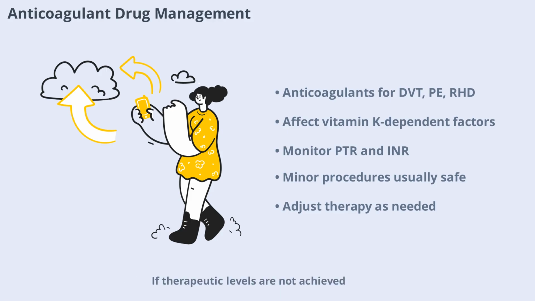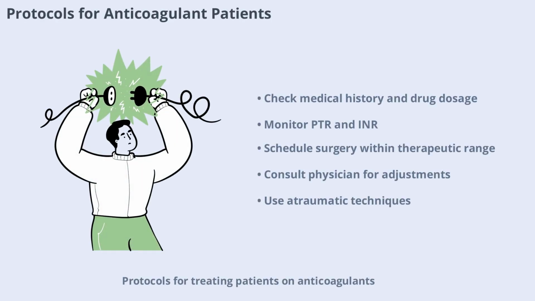If therapeutic levels are not achieved, patients may be shifted to intravenous anticoagulants like heparin. Monitoring PTR and INR is essential to guide dosage and timing of surgery. Protocols for treating patients on anticoagulants include obtaining a proper medical history, confirming drug dosage, and checking PTR and INR levels. Antibiotic cover is recommended, and appointments are scheduled once desired therapeutic ranges are achieved.